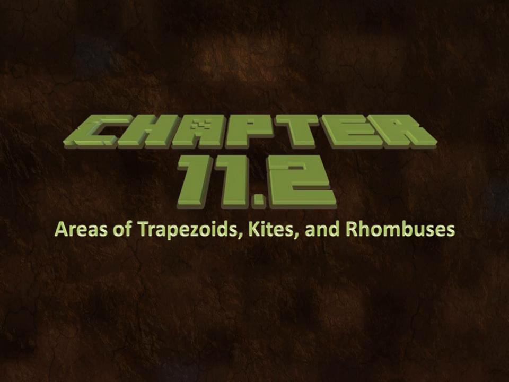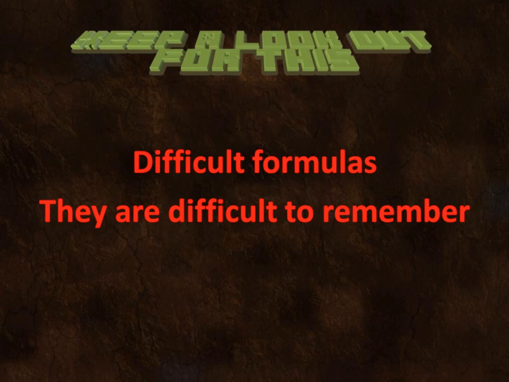Today on Mathcraft we have Chapter 11.2, Areas of Trapezoids, Kites, and Rhombuses. Warning, difficult formulas are very difficult to remember, so try to remember them.